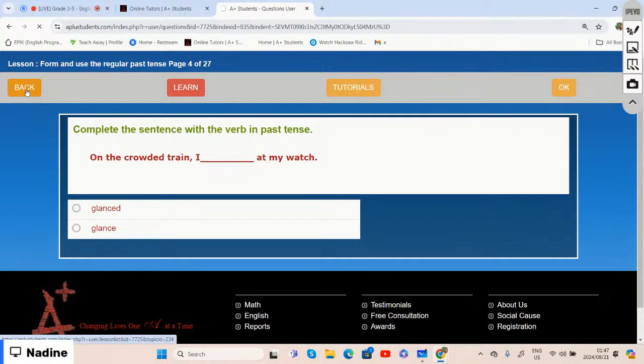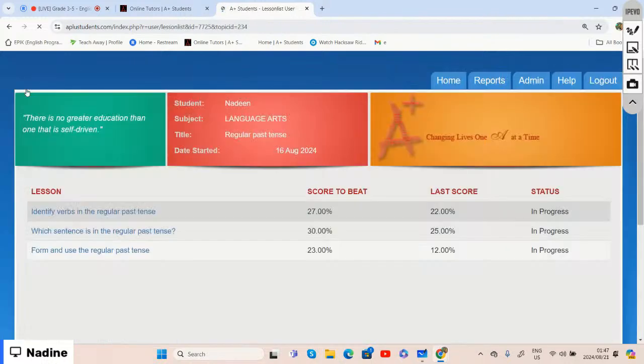All right, so this is now the end of our lesson, grade threes, on regular past tense. Thank you very much for joining the class. Our regular past tense is where we add either a d or an ed to our specific verb, and it will show the past tense form, right?